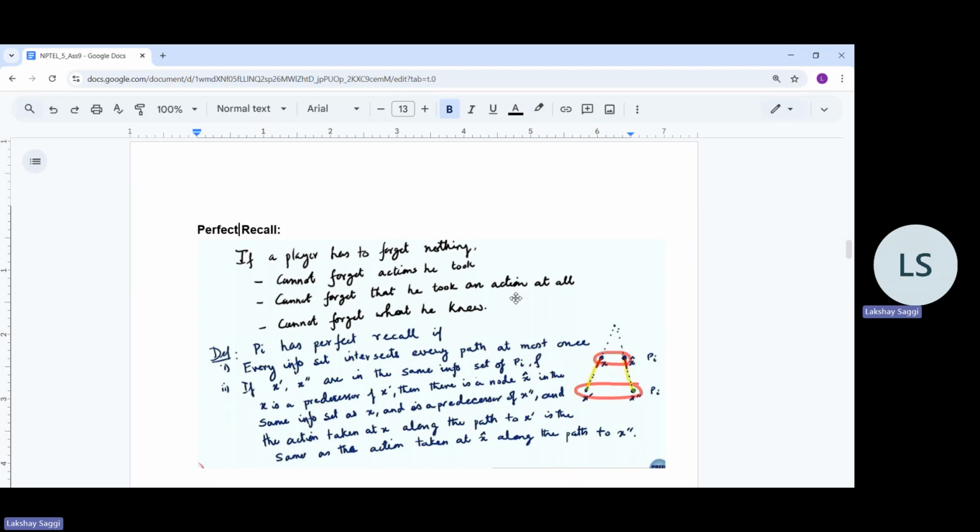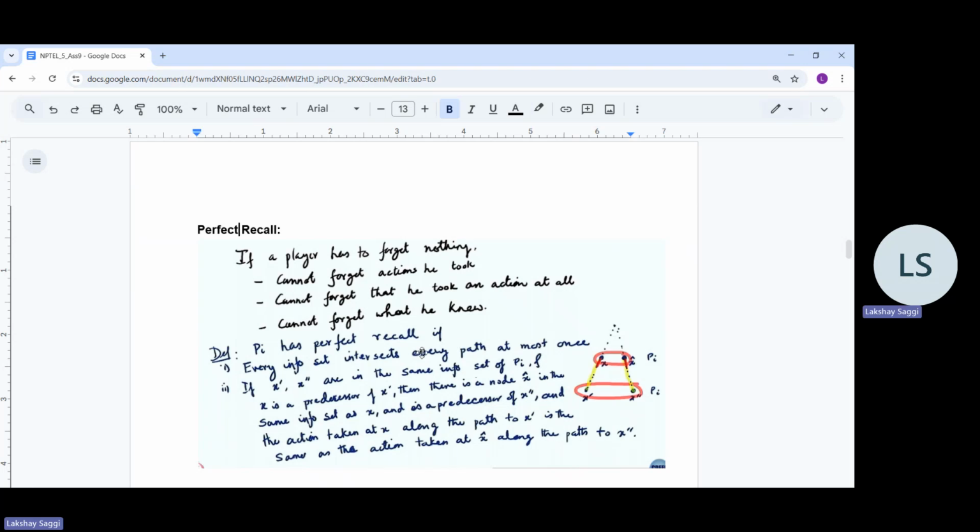So any ancestor descendant nodes of the same player should not lie in the same information set, because if two nodes which have an ancestor descendant relationship lie in the same information set, then the player cannot distinguish between these two nodes. The player cannot distinguish between two levels of the game, which essentially means that the player forgot whether he took an action at all. So this, cannot forget that he took an action at all, can be formalized by just saying that every information set intersects every path at most once.